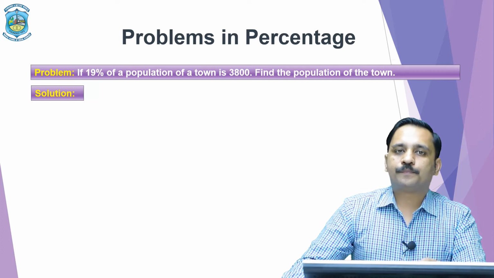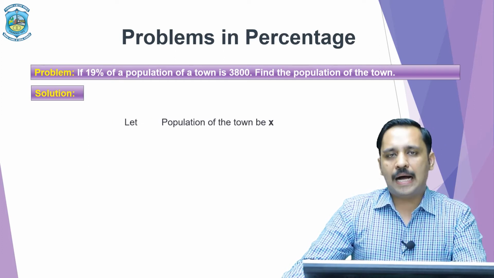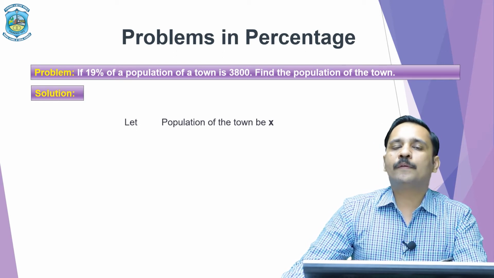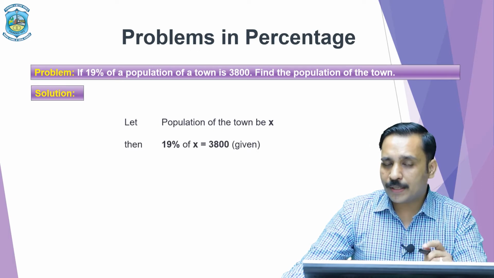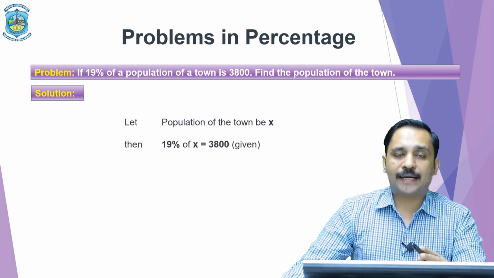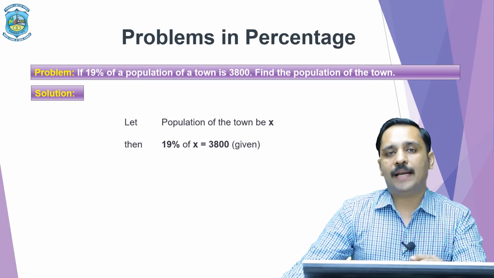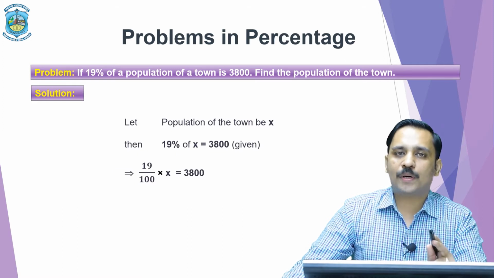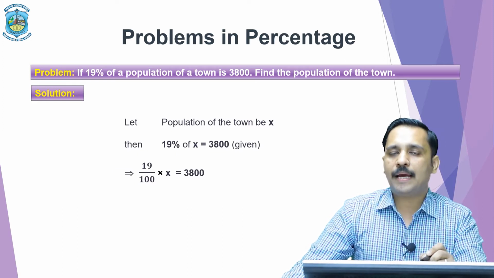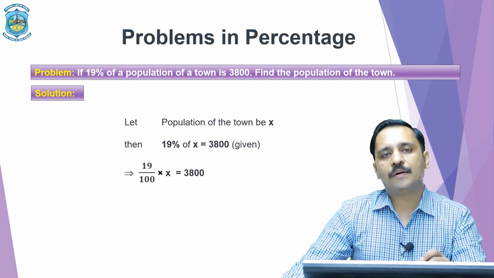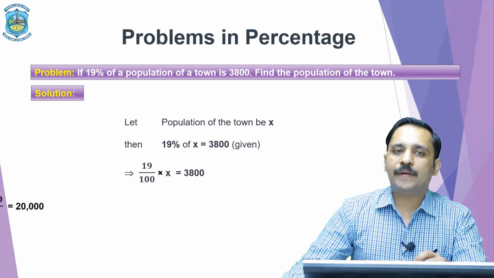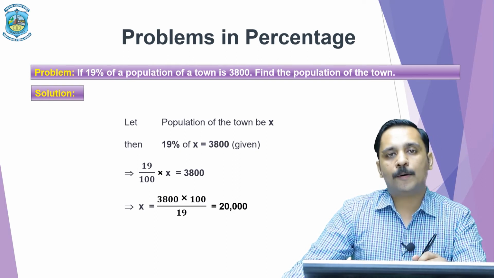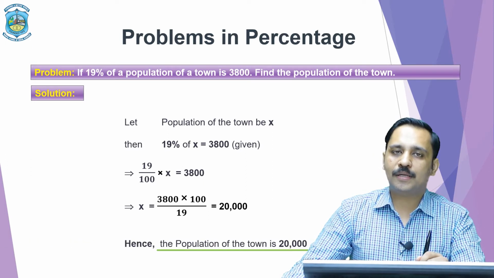So in such questions, let us first substitute what is asked. We have been asked to find total population. So let the population of the town be x. Now from the question, 19% of x, that is the total population, is 3800. I can write 19% as 19 by 100. So it is 19 by 100 into x, which is equal to 3800. On solving further, we get the value of x as 20,000. x was our total population. Hence, the population of the town is 20,000.